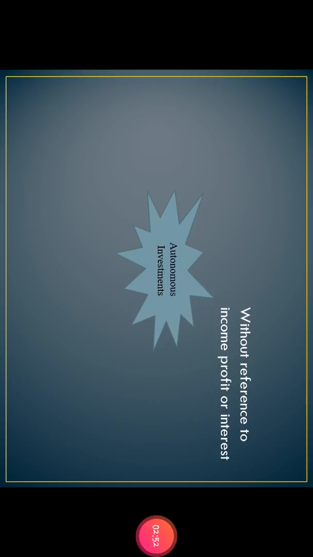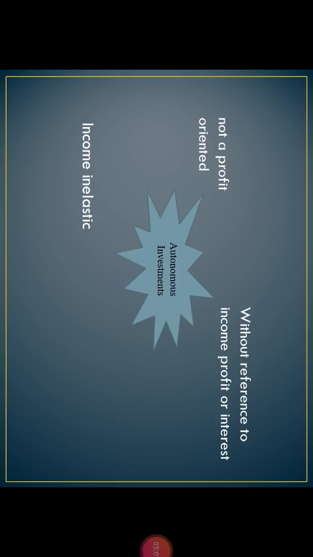So the autonomous investments refer to those investments which are made without reference to income, profit or the rate of interest. They are not profit oriented. Thirdly, they are income inelastic. The best examples of autonomous investments are roads, transportation and the railways.